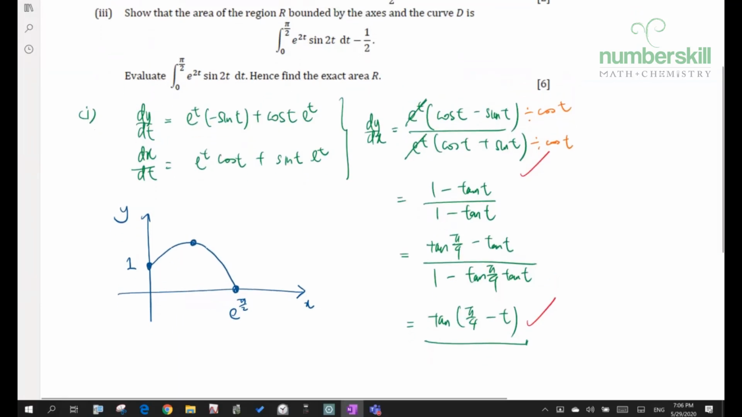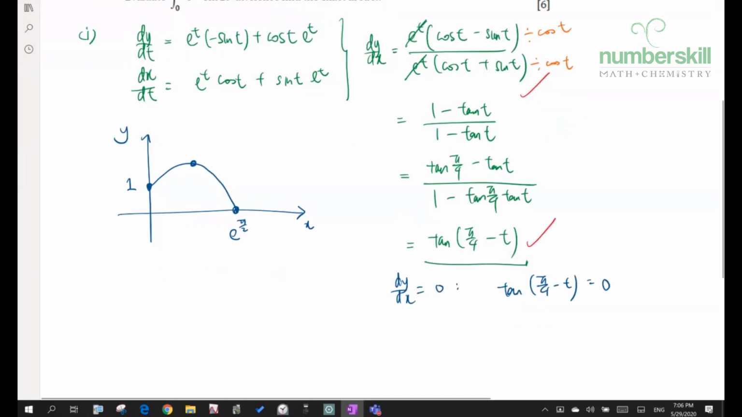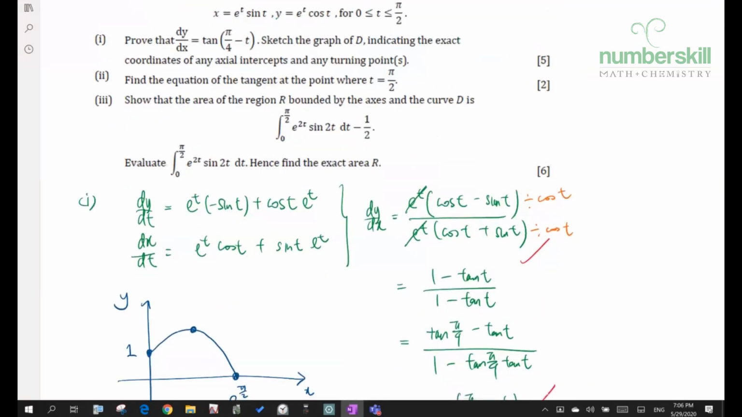For the turning point, since you already have dy dx, you just have to let your dy dx equal to 0. It's a very fast working, really. Tangent t equal to 0, and if you're only caring about the first quadrant answer, it's pretty obvious that it's pi over 4. You don't even bother going back to GC. Just put in pi over 4 here yourself, because GC is going to give you a decimal number, which is not helpful. So you're going to get e to the power of pi over 4, and then 1 over root 2, and then e to the power of pi over 4, and then 1 over root 2. They happen to be the same coordinates, so that's the turning point.